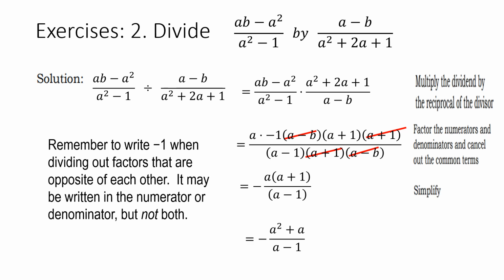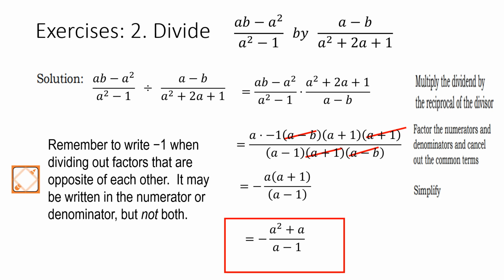Then, let's simplify. Remember to write negative when dividing out factors that are opposite to each other. It may be written in the numerator or both. So, we have negative a squared plus a all over a minus 1. That is our final answer.